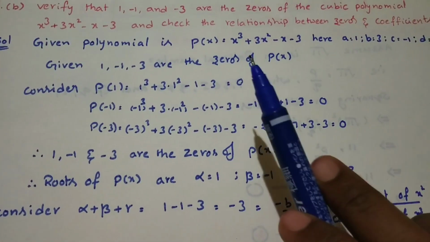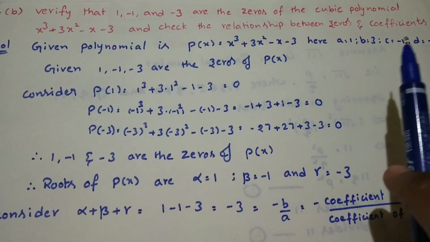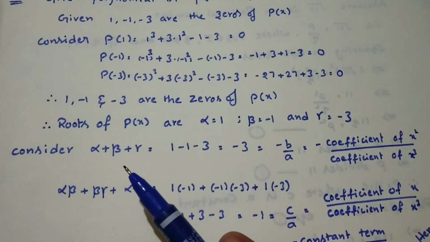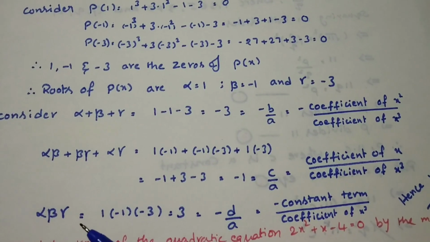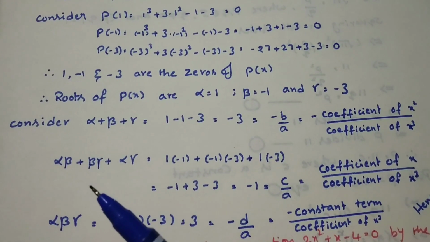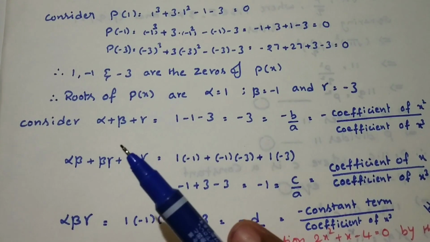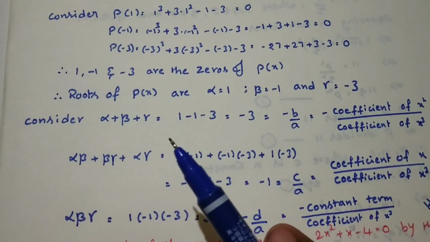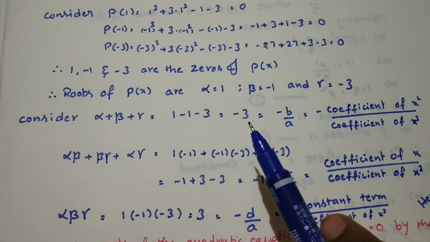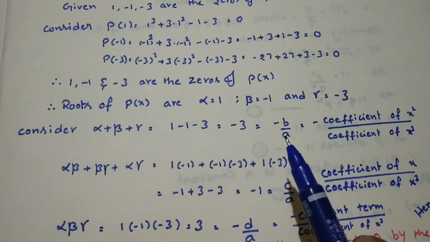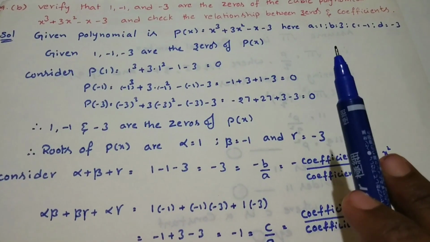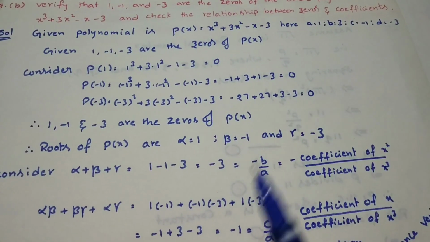Now we are going to give the relationship between the zeros and the coefficients. For this one, consider the sum of the roots, product of the roots and sum of the product of the two roots. Okay, now first alpha plus beta plus gamma is equal to, substituting alpha, beta, gamma values, you will get minus 3, nothing but minus b by a. What is b here? 3. What is a here? 1. Minus b by a is nothing but minus 3 by 1, minus 3 you are getting.